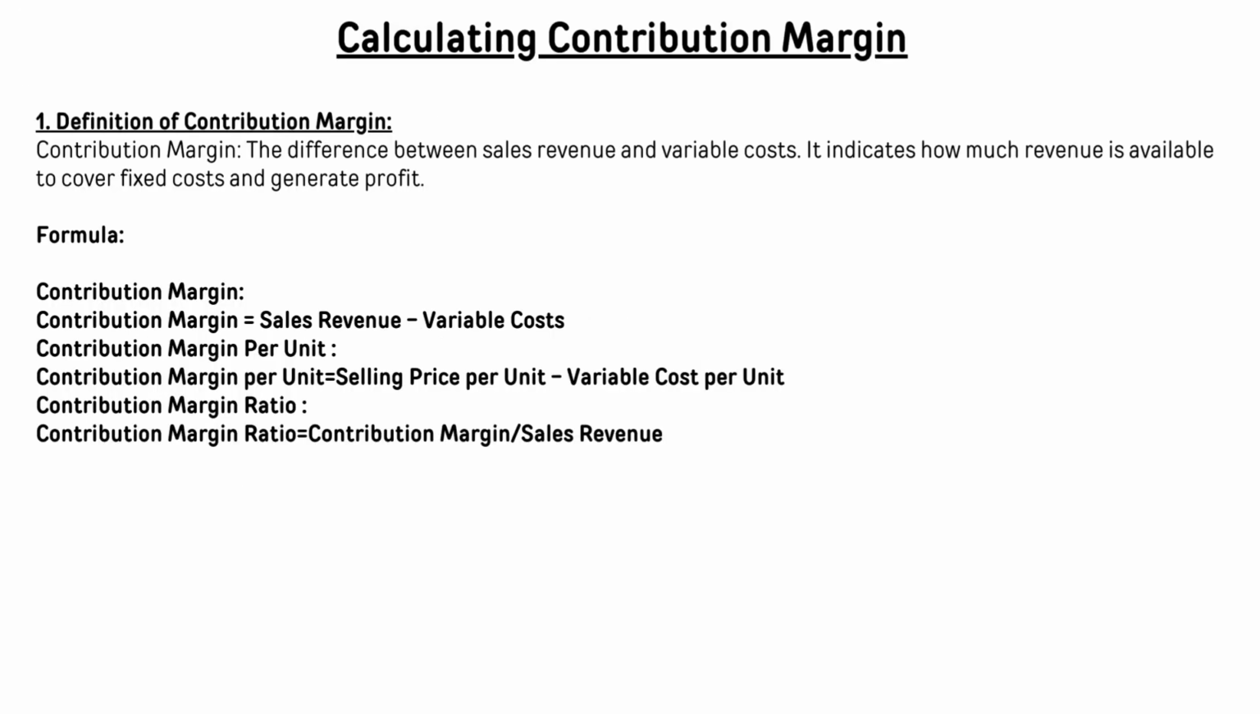Calculating contribution margin. Contribution margin is the difference between sales revenue and variable costs. It indicates how much revenue is available to cover fixed costs and generate profit. Formula for contribution margin is sales revenue minus variable costs. The formula for contribution margin per unit is selling price per unit minus variable cost per unit. And the formula for contribution margin ratio is contribution margin divided by sales revenue.